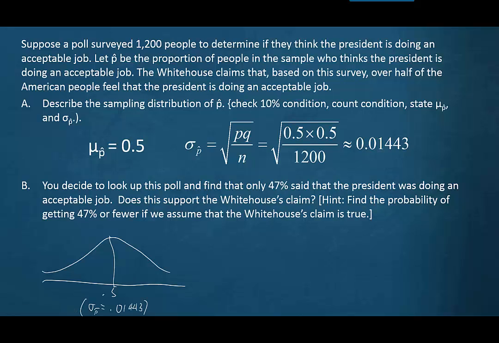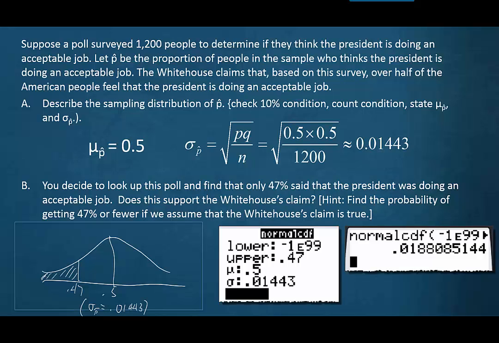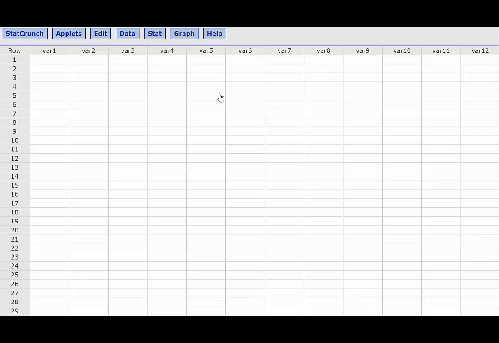So 0.47, we're just going to put it right here. And we're going to use technology to do this. I'm going to put in the lower at -1E99, upper at 0.47. The mean is 0.5 and standard deviation 0.01443. And I get 0.0188085.